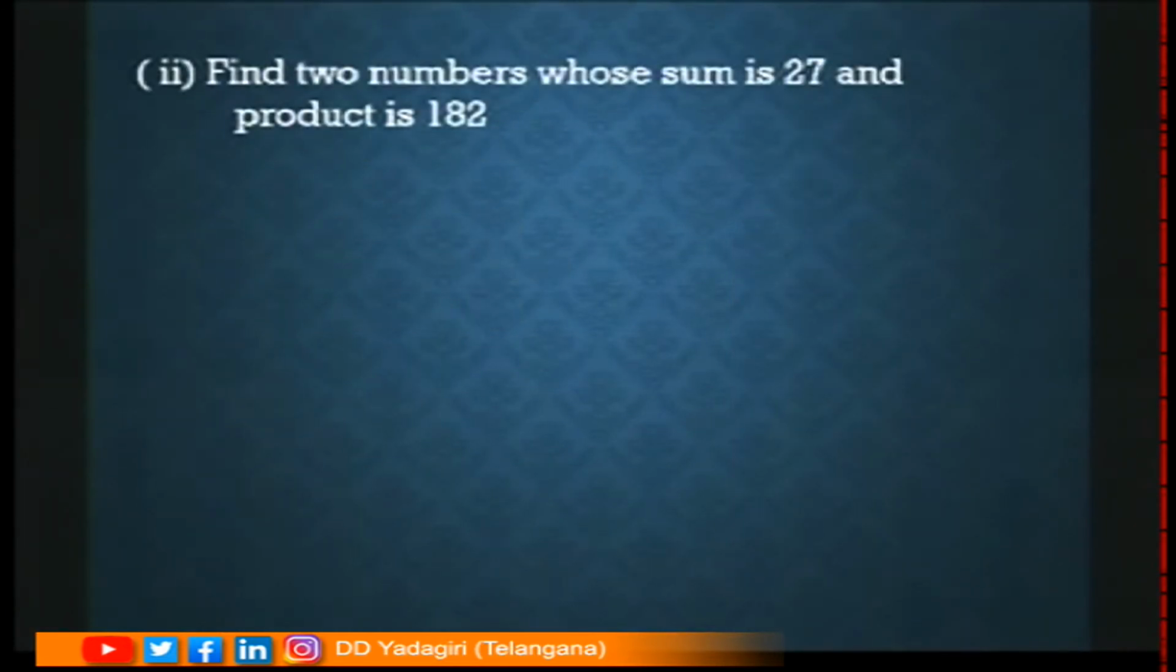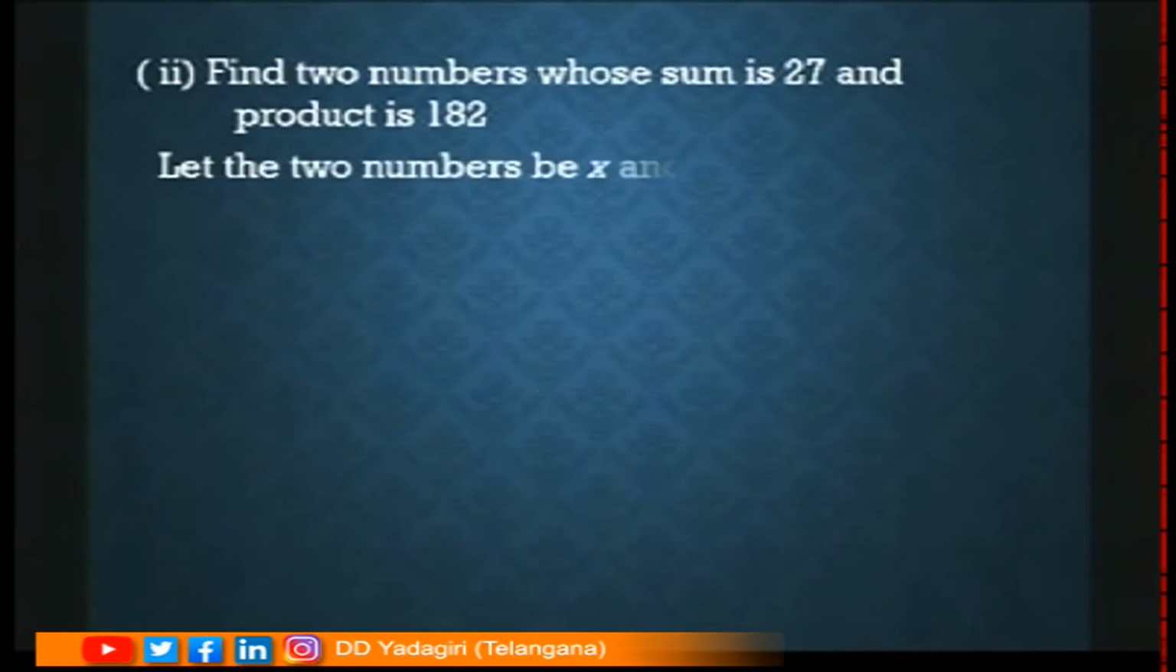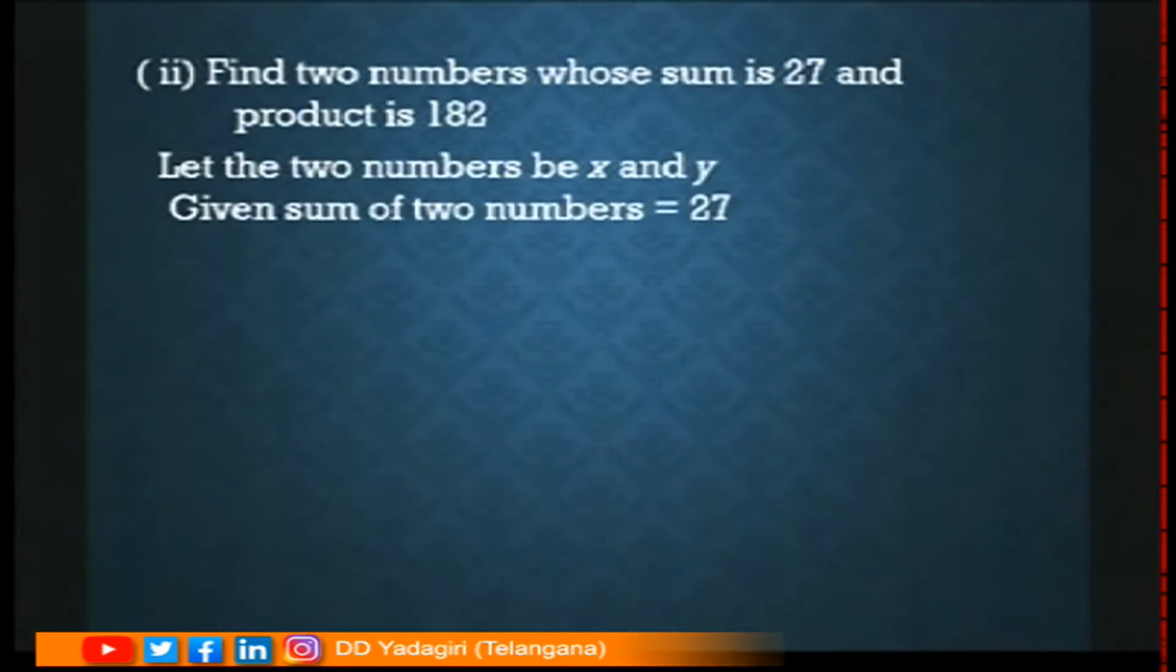Now, let's look at another sum. Find the numbers whose sum is 27 and product is 182. These are the two numbers which we need to find, whose sum is 27 and product is 182. Now, I am supposing the two numbers to be x and y. What is given to us? It is given that the sum of the two numbers is equal to 27, and I can write this as x plus y is equal to 27. So, I am transposing this x to the other side. I get my y value as y is equal to 27 minus x.